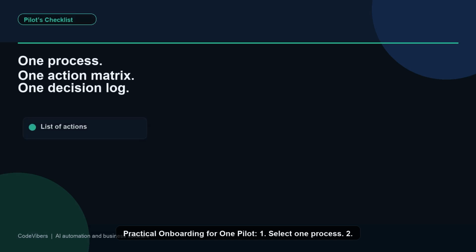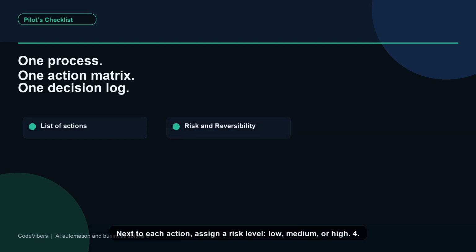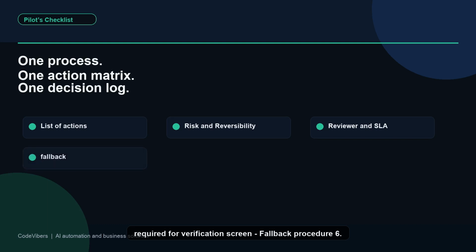Practical onboarding for one pilot. 1. Select one process. 2. List all AI-driven actions. 3. Next to each action, assign a risk level: low, medium, or high. 4. Indicate which actions are reversible and which are not. 5. For high-risk actions, assign a reviewer, response deadline, data required for the verification screen, and fallback procedure. 6. At the end, document the audit log, including who requested the action, what the AI proposed, who made the final decision, what was executed, and the resulting outcome.